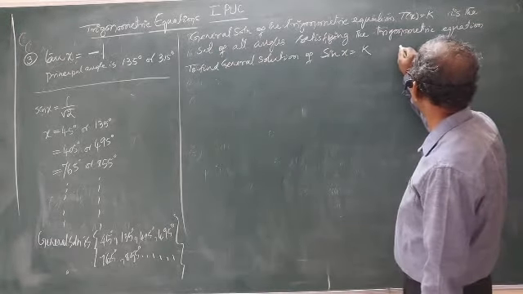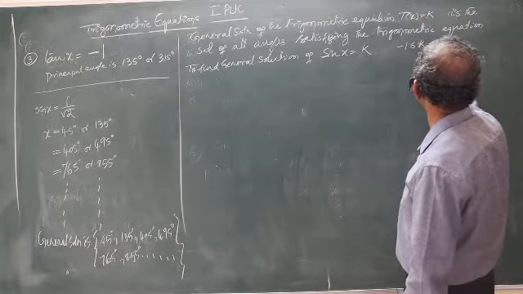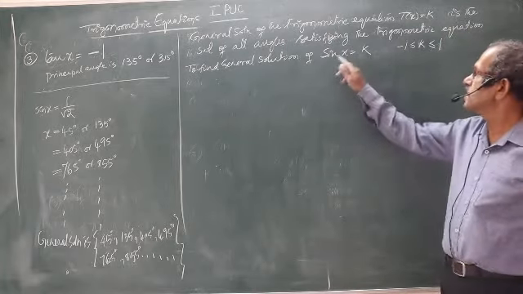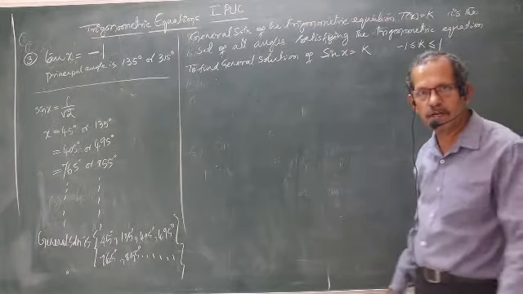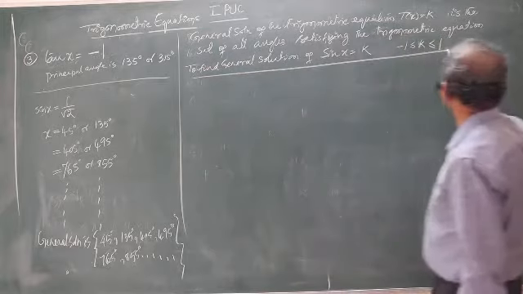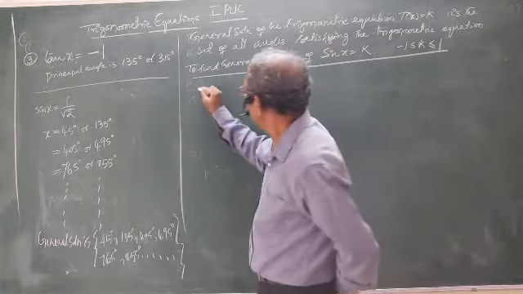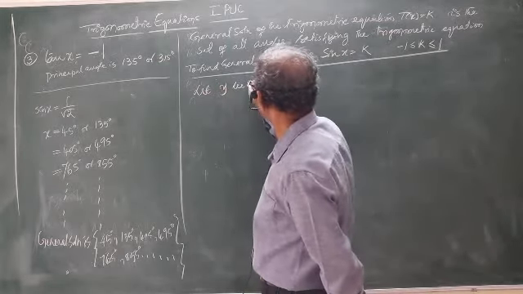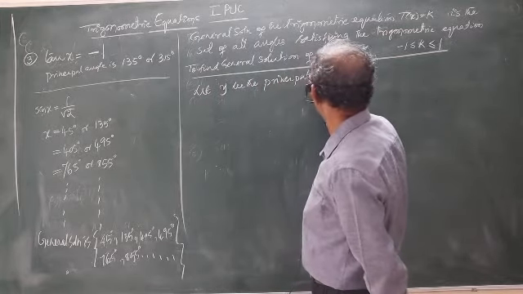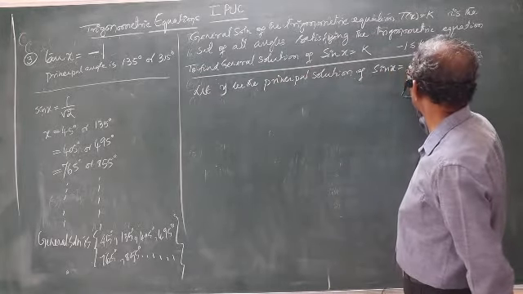K is in between -1 less or equal to k less or equal to 1. Sin value varies from -1 to 1 only. So don't take sin x equal to 25. Cannot be solved. To find the general solution of the equation, that means let y be the principal solution of sin x equal to k.